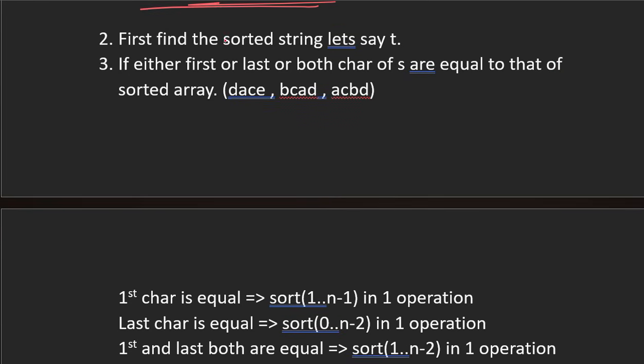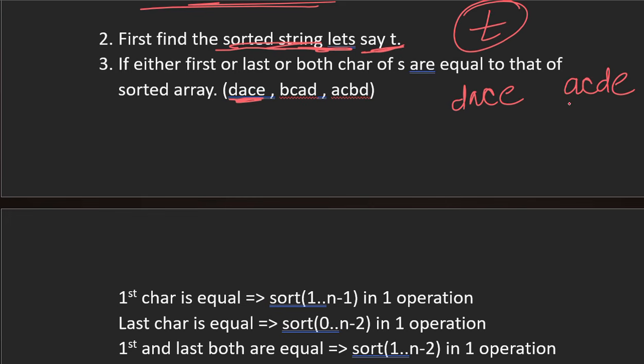We'll find the sorted string. Let's say T is our sorted string. So once we get the sorted string, let's see some examples to understand the different cases. So DACE. What is the sorted string? Sorted string is ACDE.